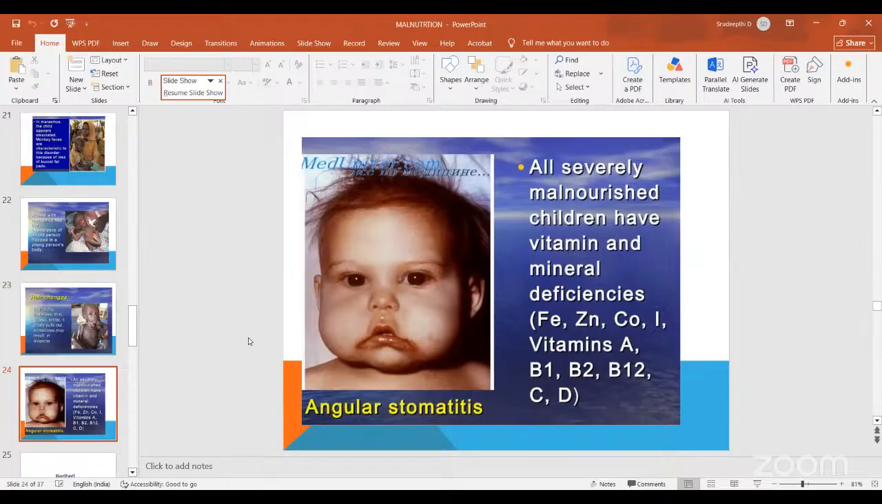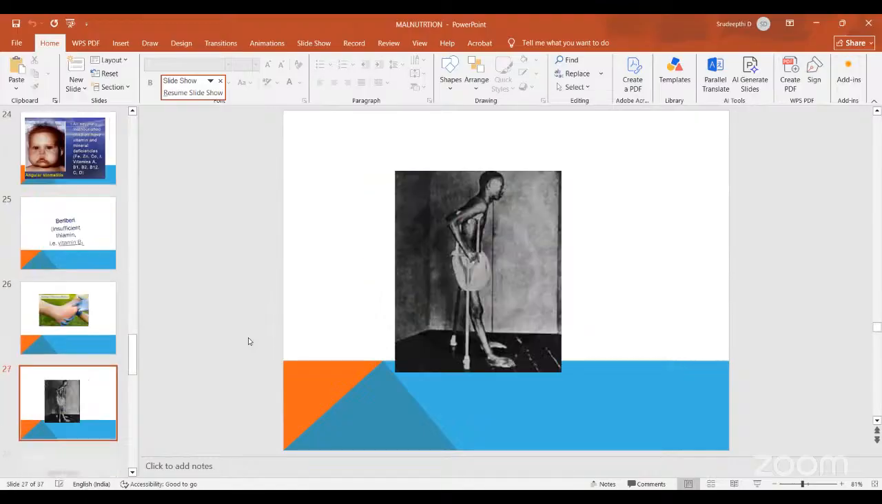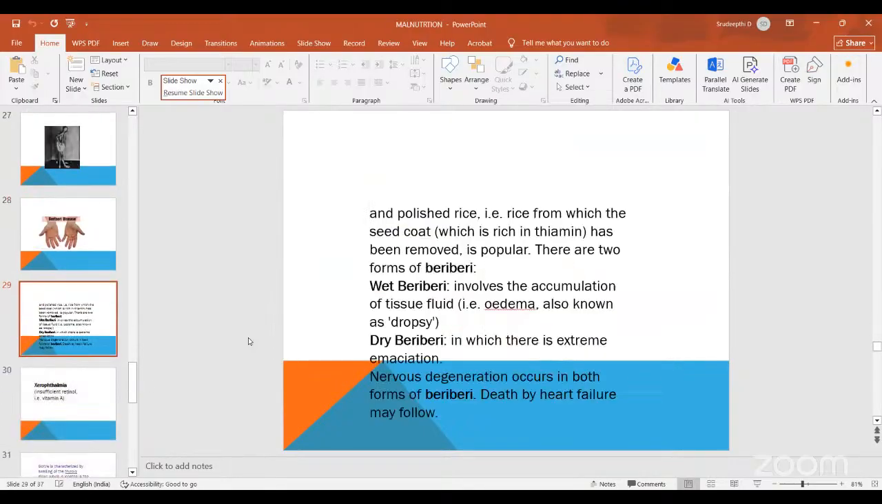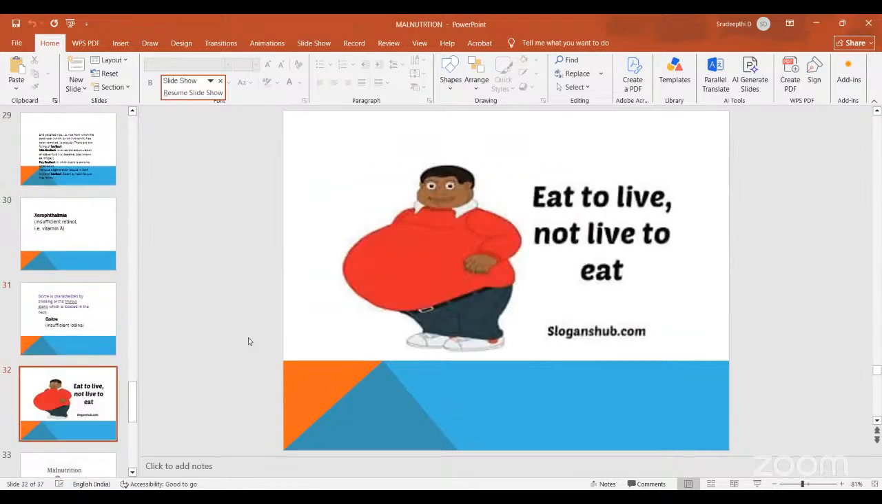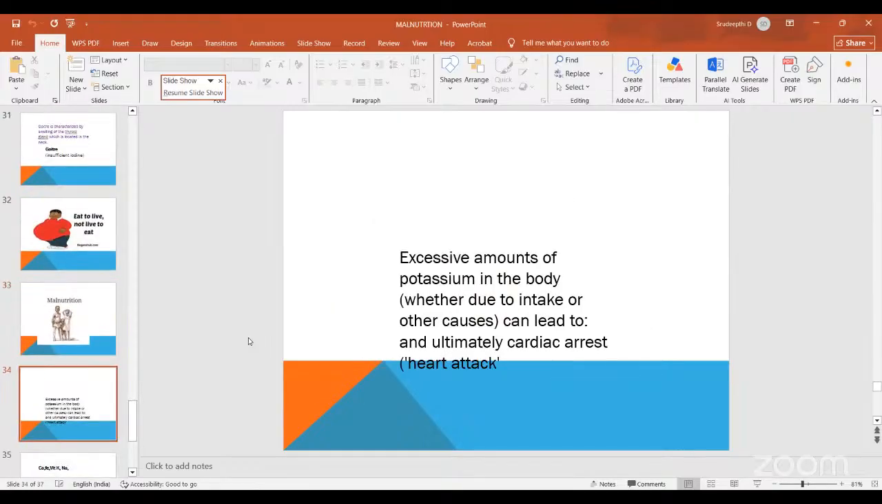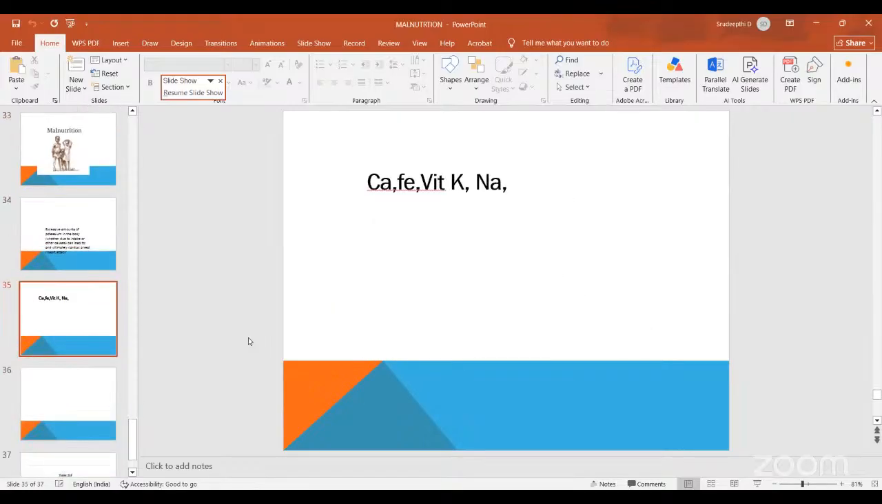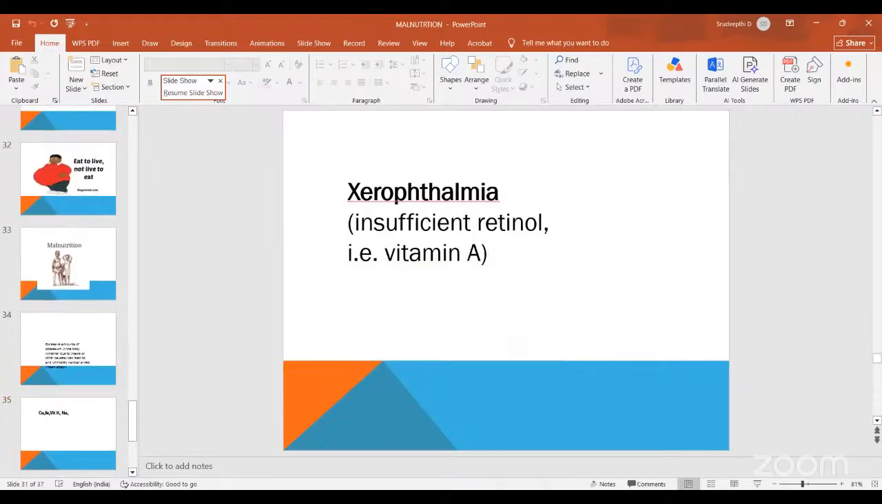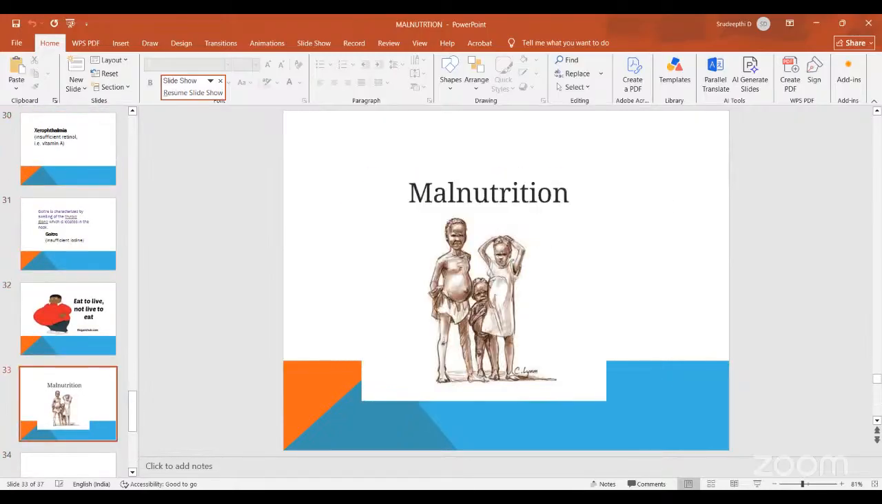And this is less intake or deficiency of vitamins and minerals. The baby looks like this. And excess intake of nutrients, it may be anything. It may be a vitamin or a mineral or a carbohydrate, protein or a fat. Carbohydrate and fat lead to the obesity problem. And calcium leads to the formation of stones in the kidney. So like that.